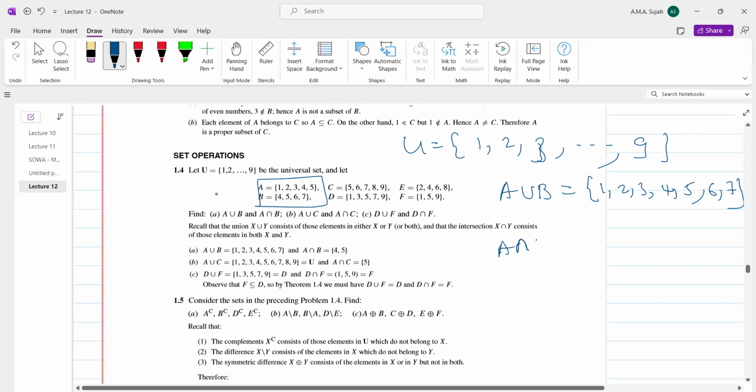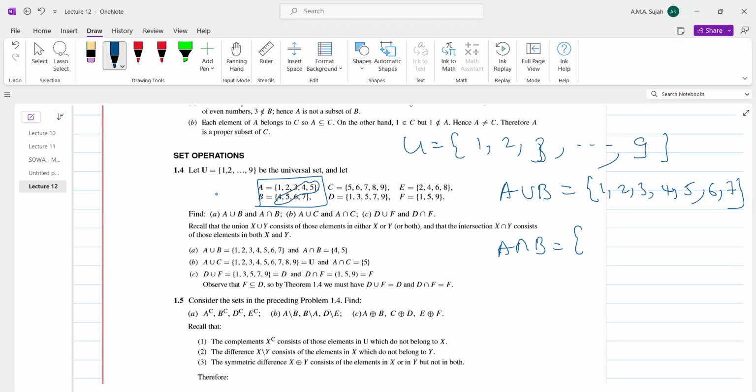Similarly, A intersection B, they are asking. A intersection B means the common elements between A and B, 4 and 5. So you can write 4 comma 5 as the common elements. Similarly, you can do the next one, A union C, A intersection C. Likewise, you can do the rest.